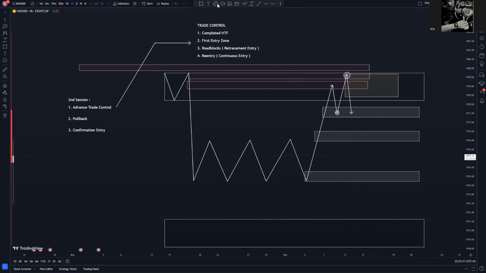After the price created the confirmation entry somewhere here, the question is, can we take a buy on this roadblock? Can we or we can't? Can, but better to wait for sell.